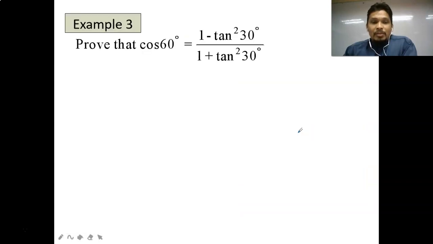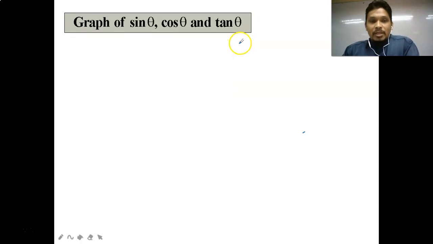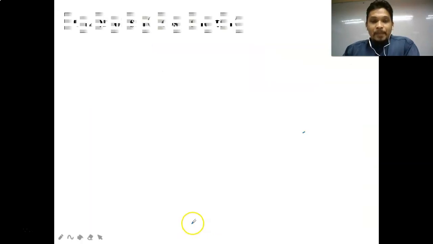So example 3. Prove that cos 60 degrees equals 1 minus tangent squared 30 divided by 1 plus tangent squared 30. Okay, for this one here. Okay, so we recall tangent 30 degrees. So we may refer to the previous chart of this table. Tangent theta, or tangent 30 degrees, equals 1 divided by square root of 3.